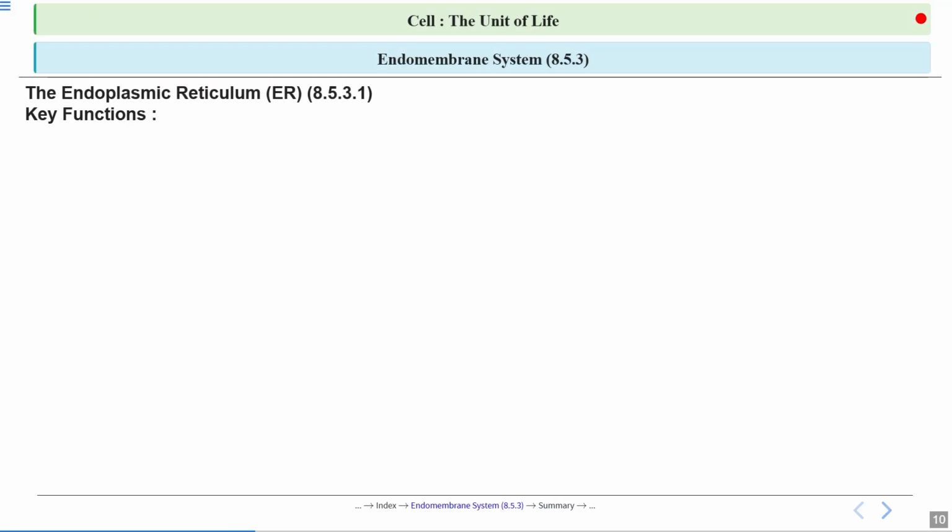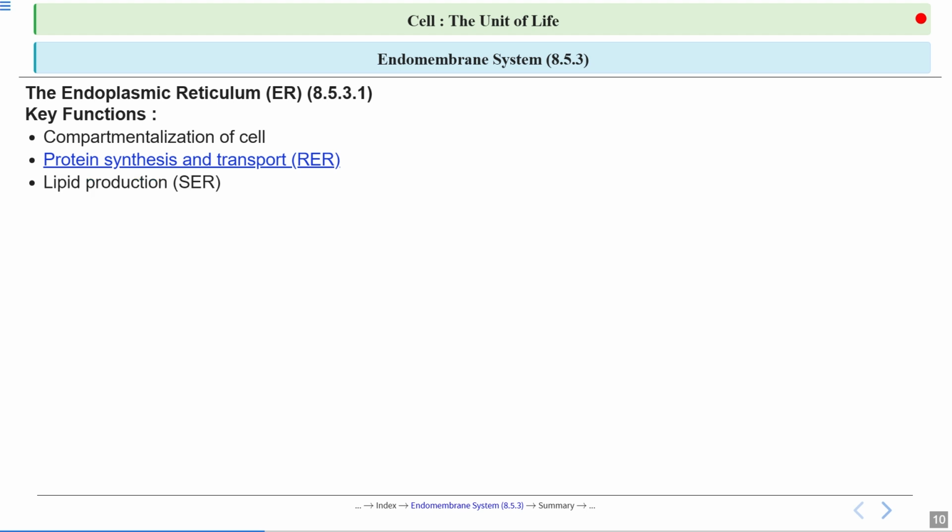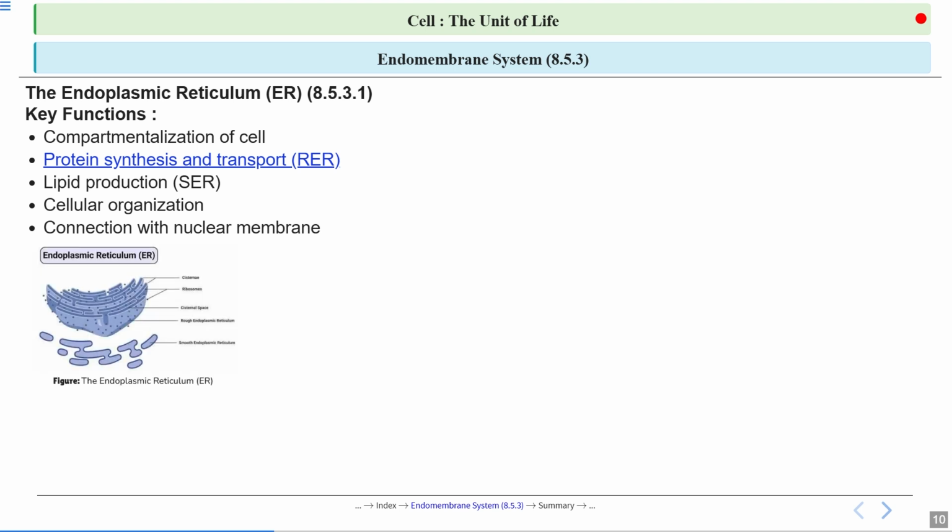Now next, what are the key functions of endoplasmic reticulum? It is involved in compartmentalization of the cells. Clear? As we have seen, this ER divides the cell into compartments. Then, the functions are protein synthesis and transport done by the rough endoplasmic reticulum. Lipid production is done by smooth endoplasmic reticulum. Cellular organization: it is connected with the nuclear membrane. This is a feature of the endoplasmic reticulum.